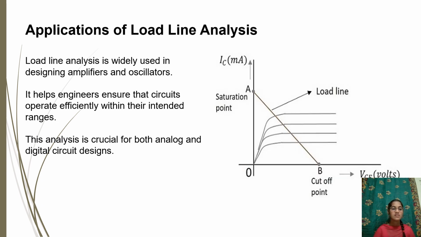Applications of load line analysis. Load line analysis is widely used in designing amplifiers and oscillators. It helps engineers ensure that circuits operate efficiently within their intended ranges. This analysis is crucial for both analog and digital circuit design. If the operating point is in forward bias, then it gives a perfect output efficiently. If the operating point moves towards saturation, it gives distortion outputs.